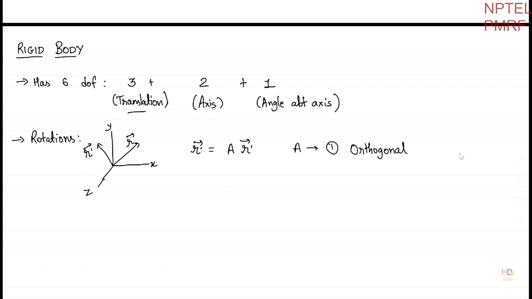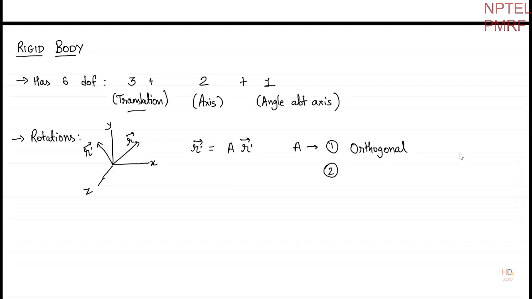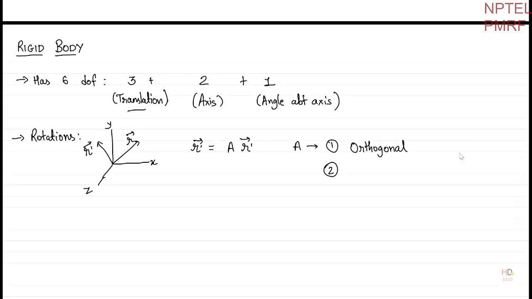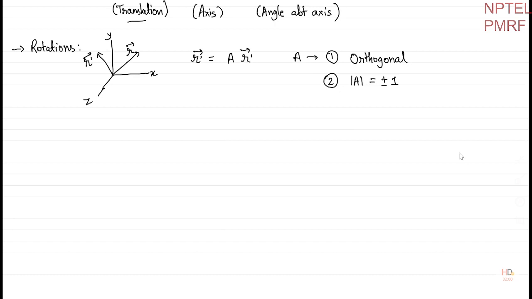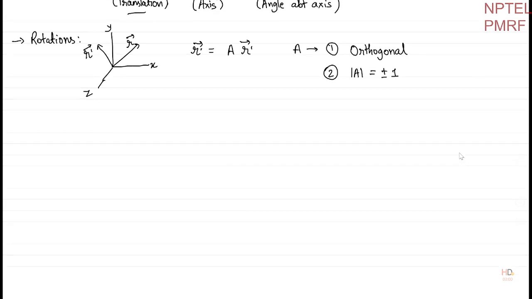and therefore it has all the properties of orthogonal matrices. One was that the determinant of A should be plus or minus 1, right? The third is about eigenvectors, so we will talk about them later. But the idea is, let's do some examples to get some intuitive feeling about it.